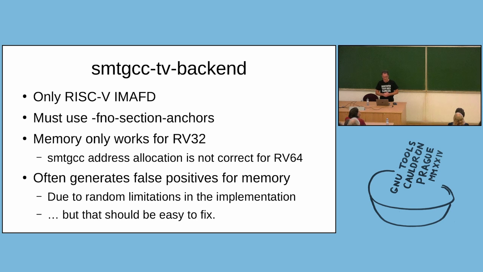The problem here is that the address allocations I do not follow the ABI for 64-bit RISC-V, which means that when it generates instructions that move an address into a register, it expects that the address fits in the low 32 bits for global data, and my addresses need the full bit width. And there are some other random limitations that give false positives for memory. All of this is easy to fix, I just have not prioritized it. So if you have a use case, please tell me and I'll try to give it higher priority.